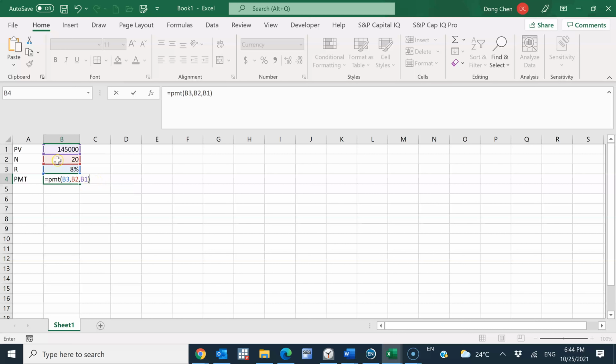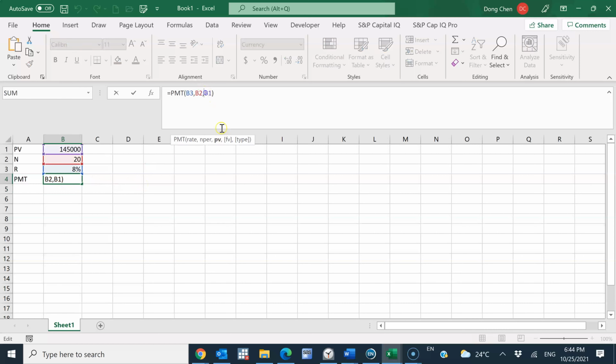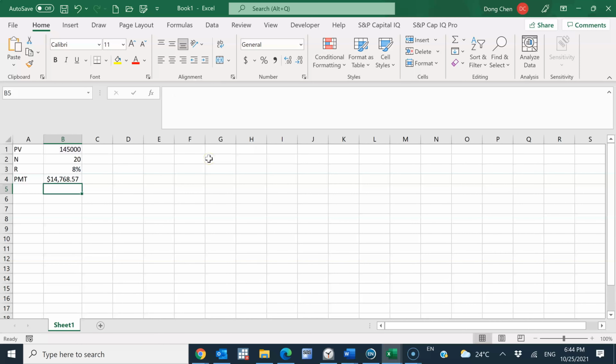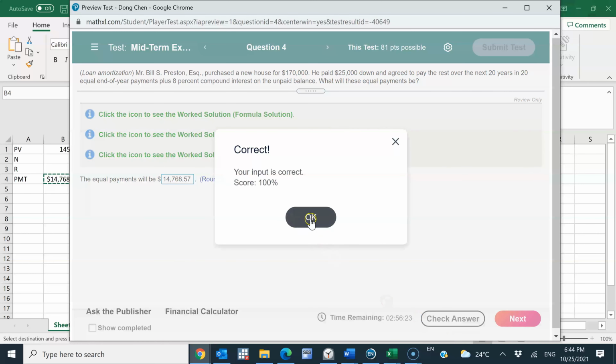But if we keep the present value in its current format, we'll get a negative payment. You can see this red sign in brackets indicates it's negative. If I want a positive number with the same absolute value, I can change the present value by adding a negative sign in front of it, and then I get this positive number. Then I copy this number back, get rid of the dollar sign because we have the dollar sign in front of this blank, and check my answer. That's correct.